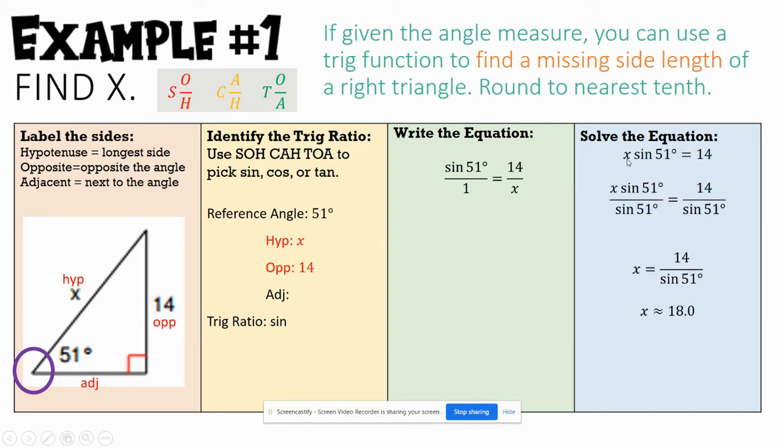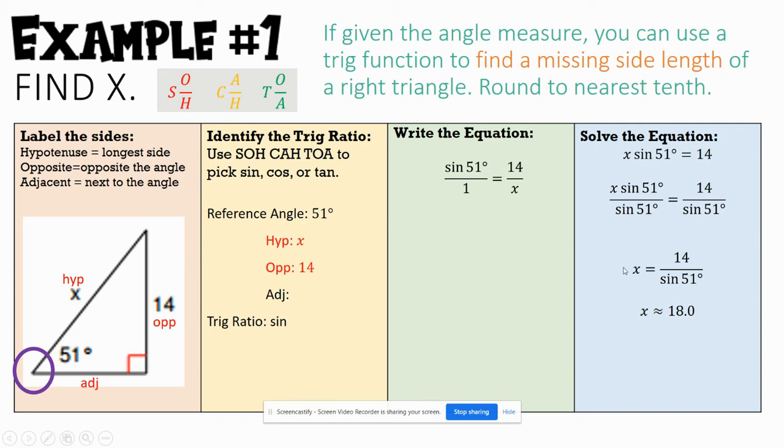And now I want to get x by itself. The opposite of multiplying by the sine of 51 degrees would be to divide both sides of this equation by the sine of 51 degrees. So I'm going to do exactly that. On the left-hand side, anything divided by itself is 1. So that is going to give me x all by itself.